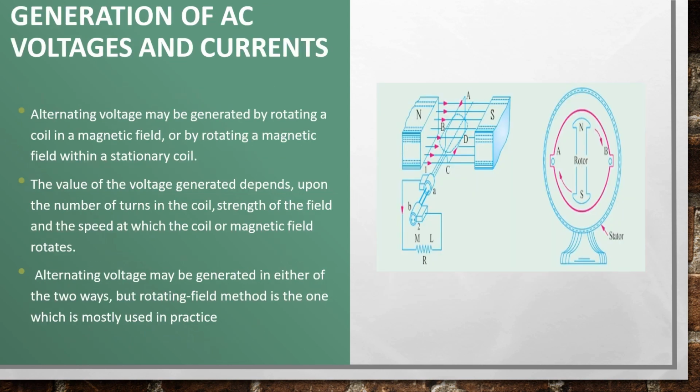Alternating voltage may be generated by rotating a coil in a magnetic field, or by rotating a magnetic field within a stationary coil. The value of the voltage generated depends upon the number of turns in the coil, strength of the field, and the speed at which the coil or magnetic field rotates. Alternating voltage may be generated in either of the two ways, but rotating field method is the one which is mostly used in practice.